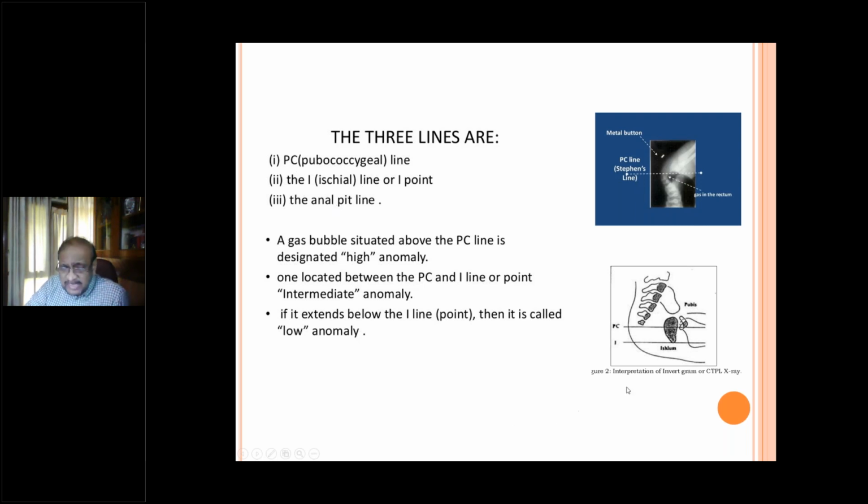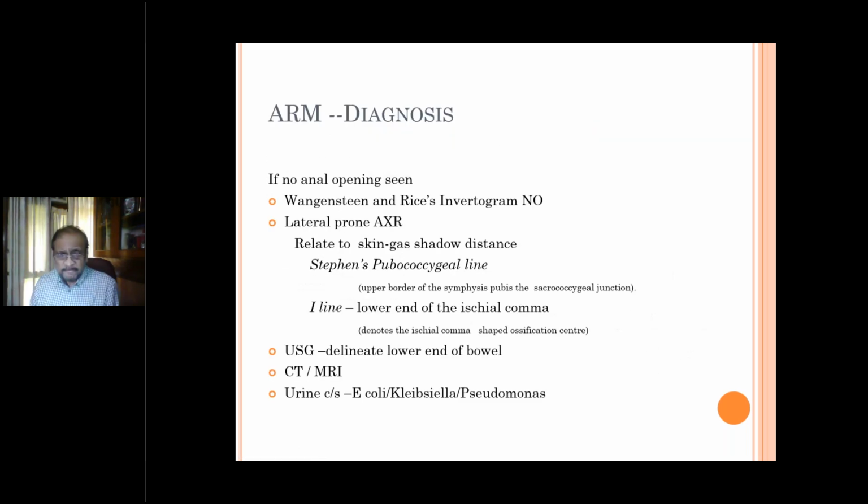And where is the anal pit? The anal pit is somewhere here. So you're looking at this distance and the gas bubble in relation to the pubococcygeal line, which is the I line, as related to the pit out here. The pit is demarcated by a radio-opaque marker. That's one method of doing it. This may be subject to a number of errors in reading and in doing it.